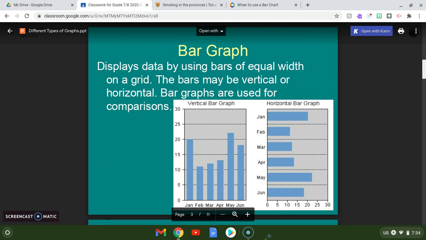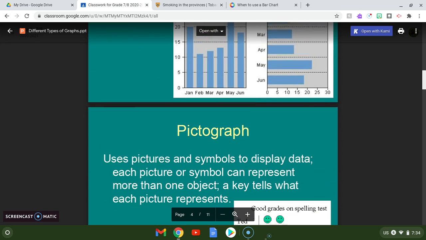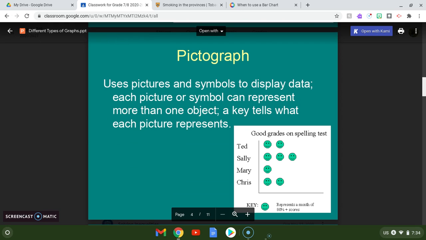So another example that we could use that for would be if we wanted to show the ages of people in the classroom, if we wanted to show the number of people who have a birthday on a certain month, that kind of thing.